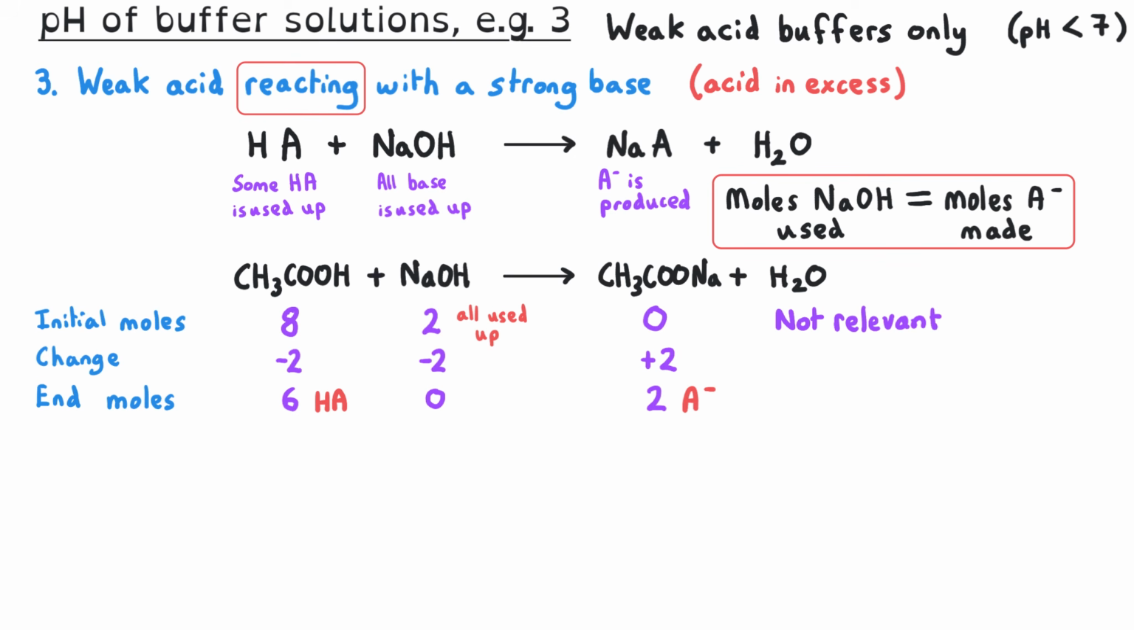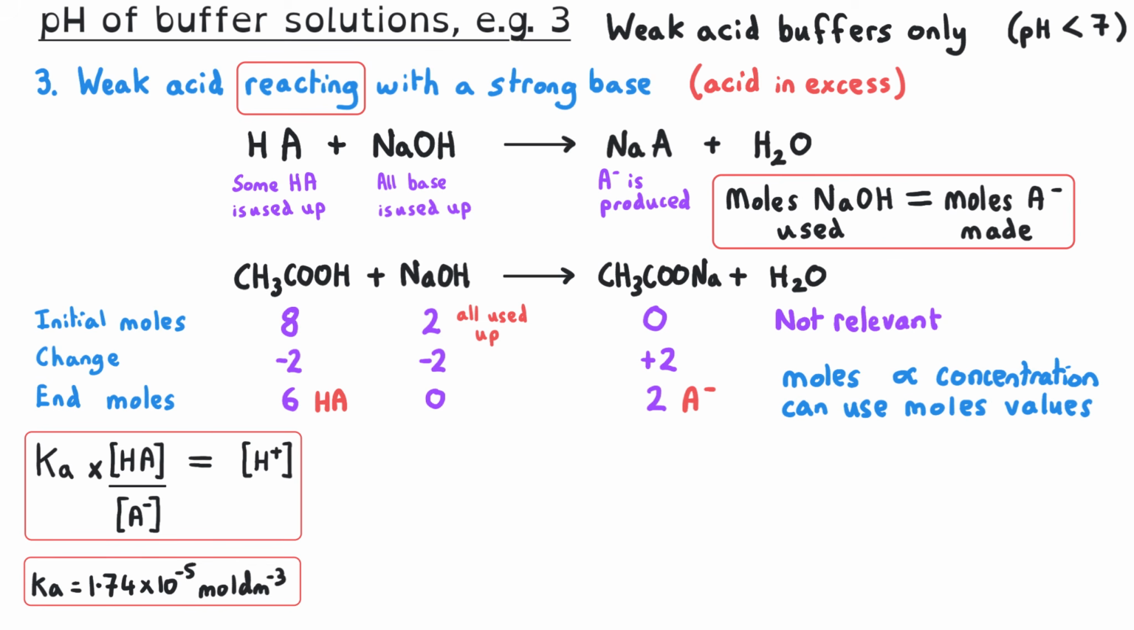Then to calculate the pH, don't forget that moles is proportional to concentration, and the units are going to cancel out, so we can use moles values in our Ka expression. The rearranged Ka expression is shown here, and therefore the H plus ion concentration is equal to the Ka, which is 1.74 times 10 to the minus 5 for ethanoic acid, multiplied by the moles of the weak acid, which is 6, divided by the moles of the salt, which is 2.